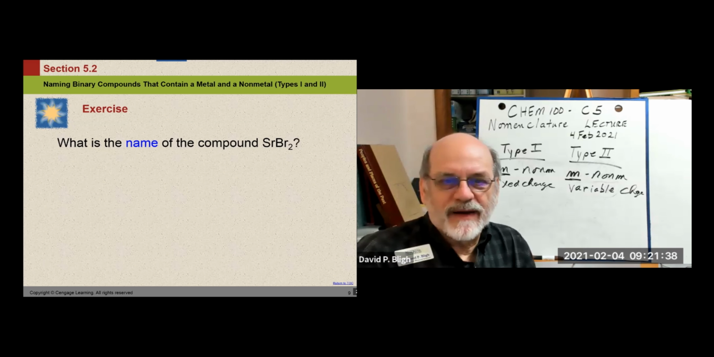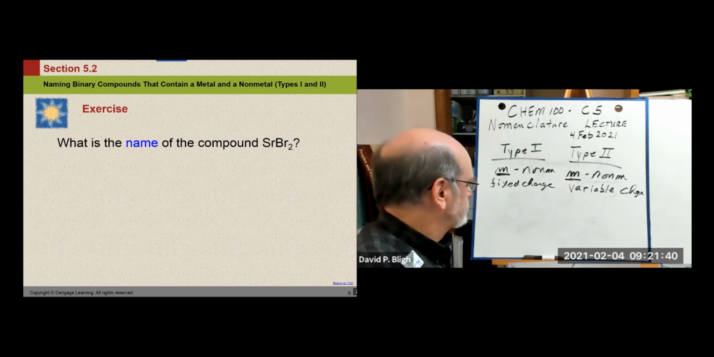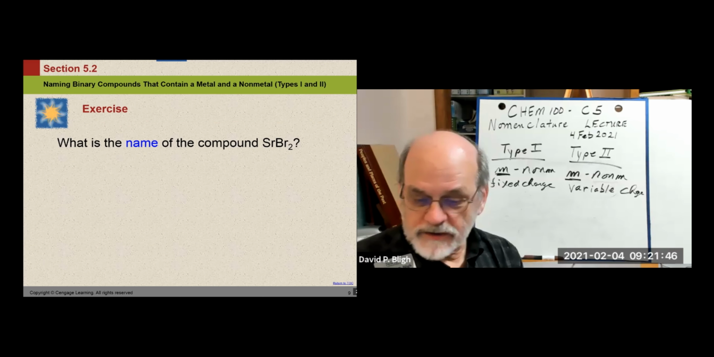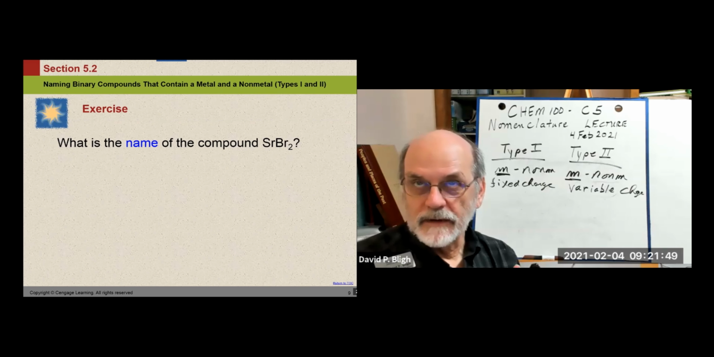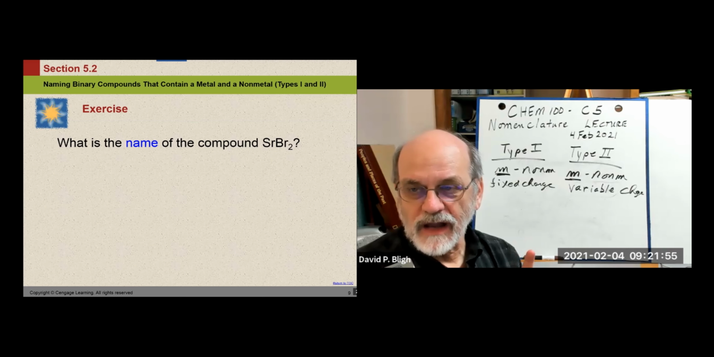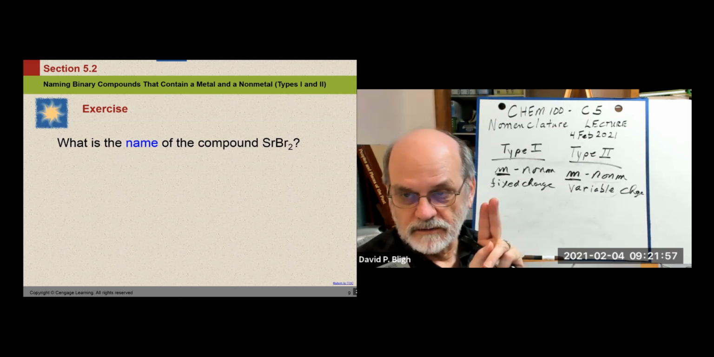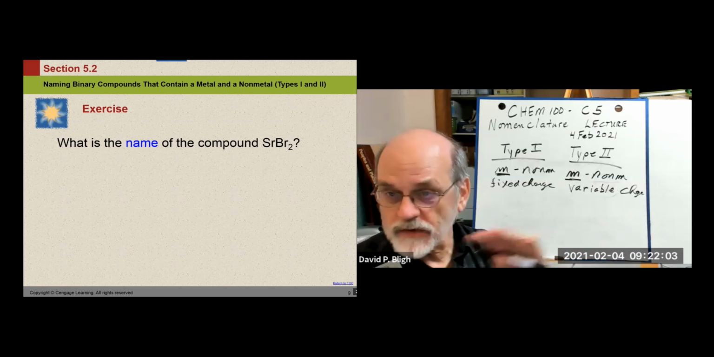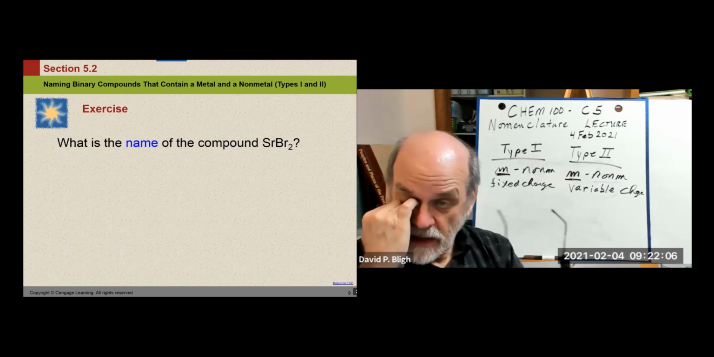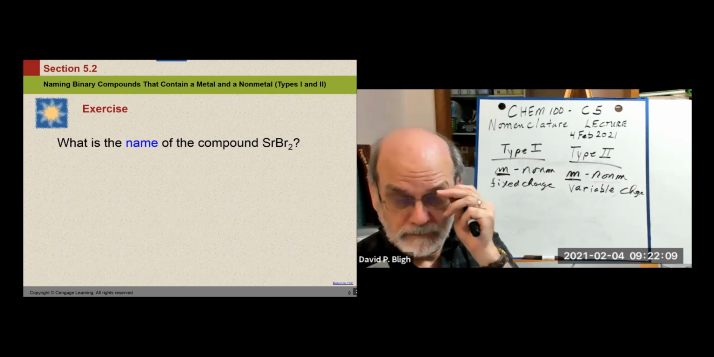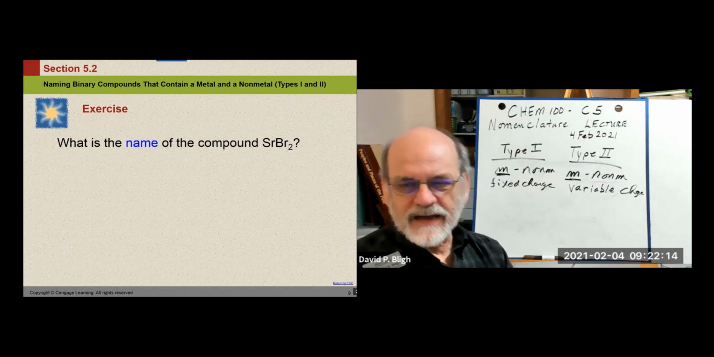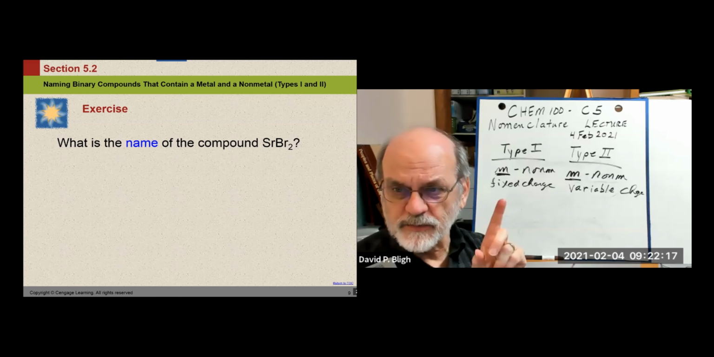What's the name of this compound? Well, you look at the metal, right? Where does the metal come from? Sr is what? I had you memorize that one. Strontium. Strontium is an alkaline earth, group 2. So it has a 2+ charge, and it can have no other charge, only that one. So that makes it a type 1 compound. You don't have to say what the charge is, right? I said non-ambiguity was the guiding principle.